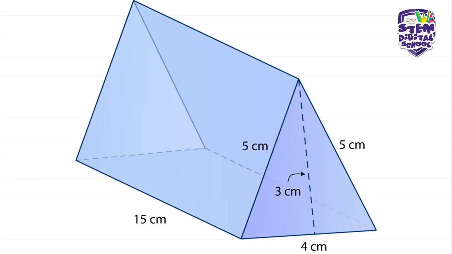Remember that in a triangular prism, there are 2 triangles. In a triangular prism, there are 2 triangles. And then of course, you can utilize those.